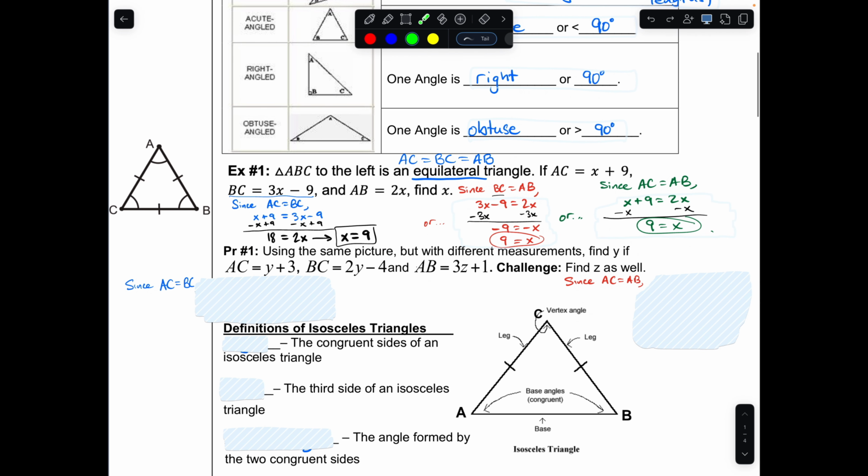Okay, try practice problem number 1 on your own. So using the same picture, we still have an equilateral triangle. Find y, and if you can, find z as well. Pause the video, try it on your own, and then come check your answers.